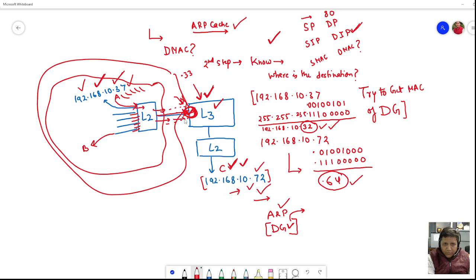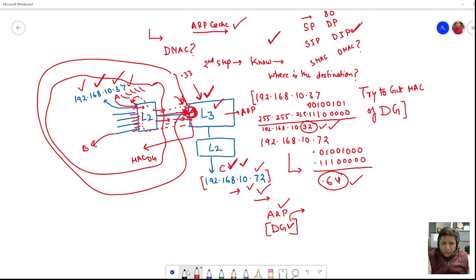It will reach the default gateway, or it will reach this interface of the L3 device. L3 is also running the ARP daemon. Now L3 will respond with the MAC of the DG, the default gateway. L3 will send the ARP reply and the MAC of the default gateway will come to machine A.